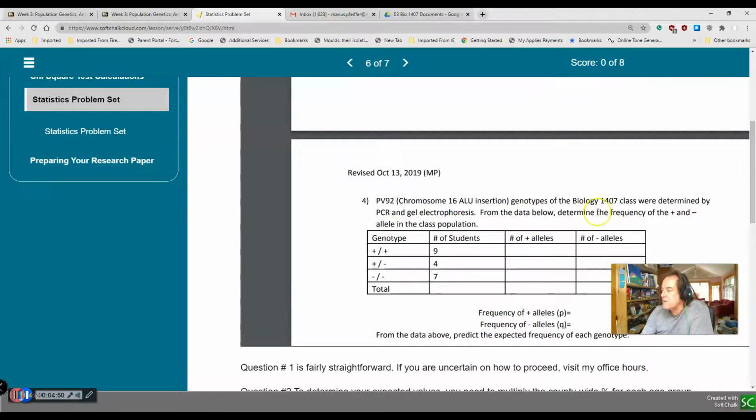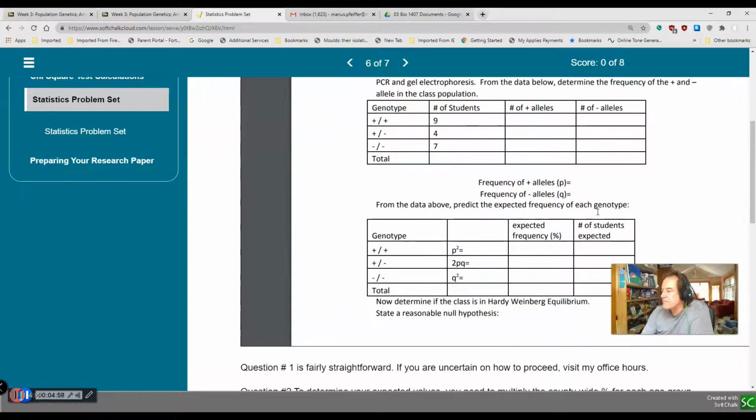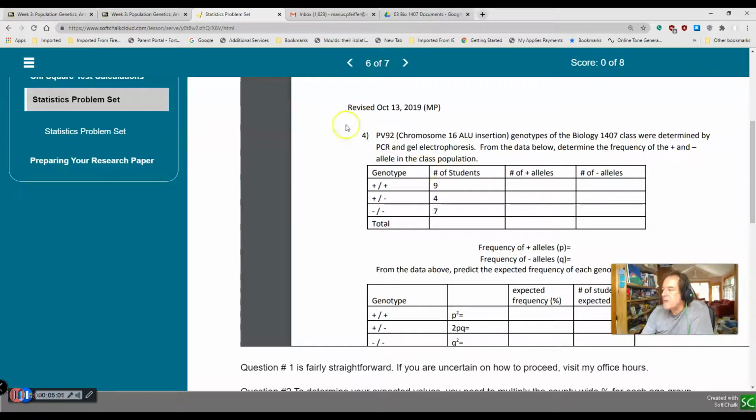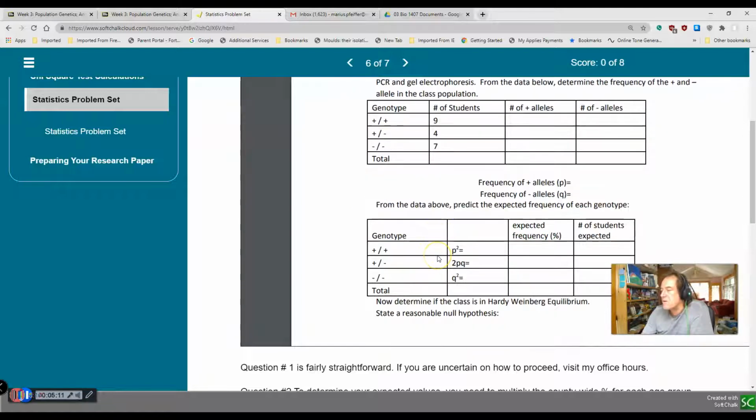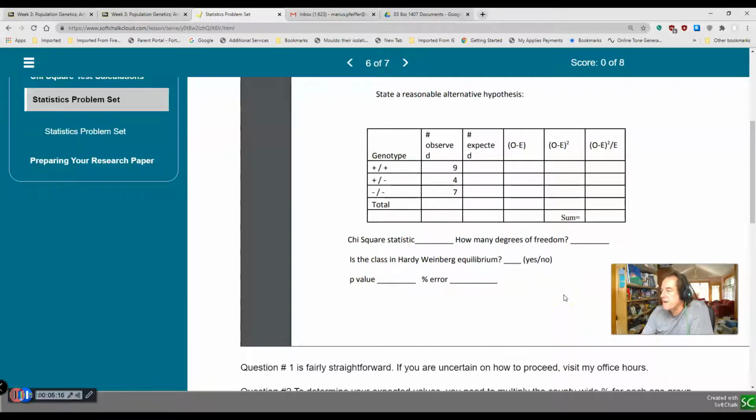In this particular case, it had to do with students in a Biology 1407 class. It has to do with students working with the ALU insertion right here. And we've got these distributions right here. You're going to calculate your Hardy-Weinberg expected numbers. That's this right here. And then what you want to do in the chi-squared test is compare the numbers we actually got in lab to the expected distribution. So here's the observed, and we'll put our expected right here.